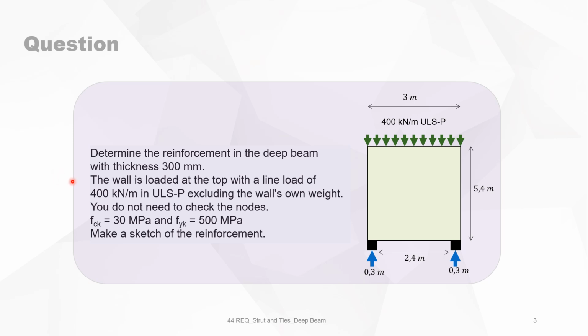The wall is loaded at the top with a line load of 400 kilonewton per meter in ULS persistent, excluding the wall's own weight. You do not need to check the nodes. The concrete quality is 30 megapascal, the steel quality 500, and make a sketch of the reinforcement.